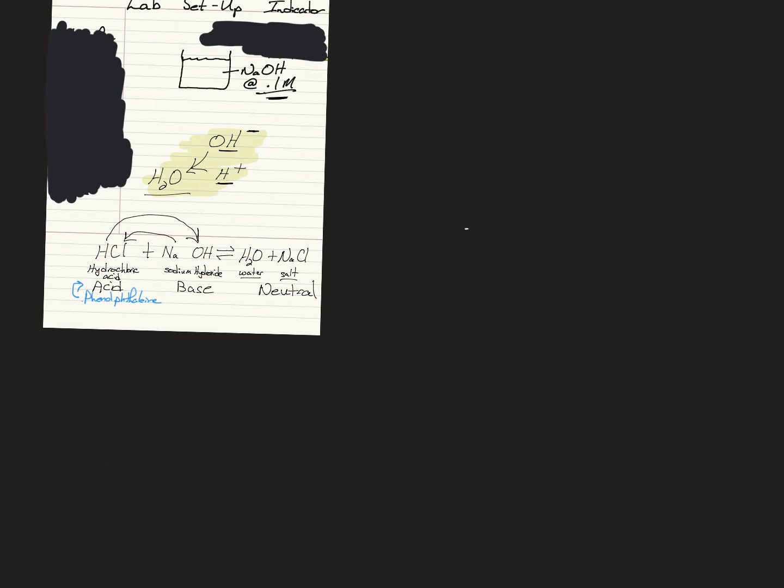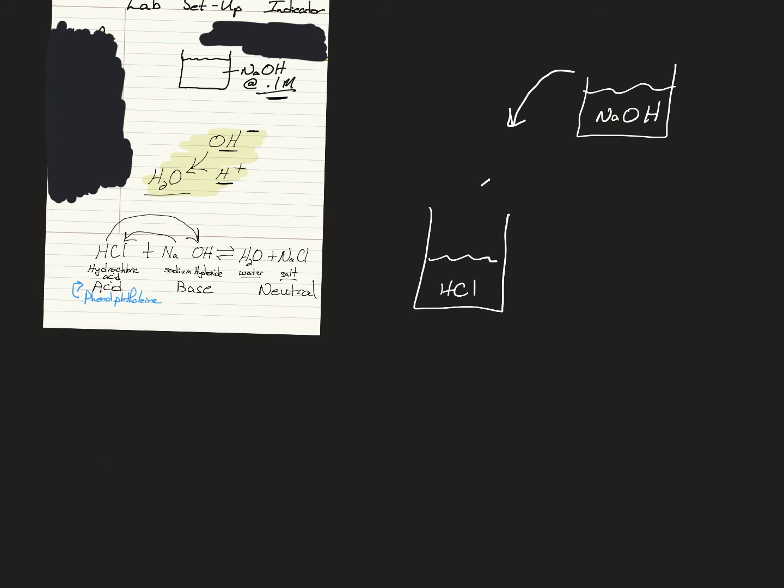But what if you add a little bit too much? What if you add a little bit too much base to the acid? What's going to happen? Let me be clear. You have this beaker with NaOH, and here you have this acid, HCl, and you start to put drops of sodium hydroxide in. In here you also have phenolphthalein.